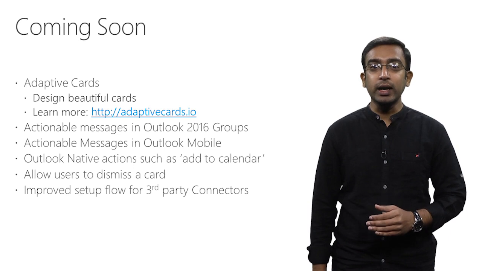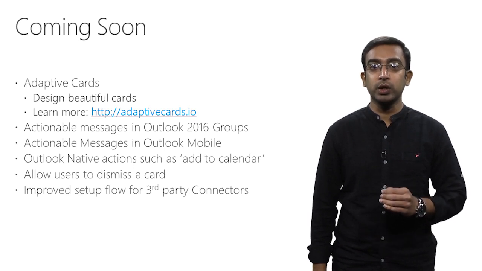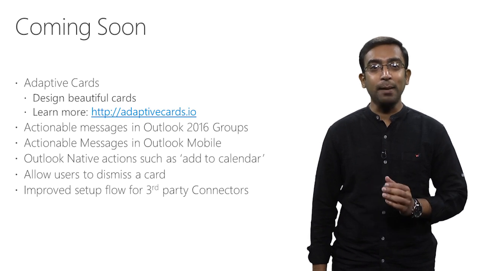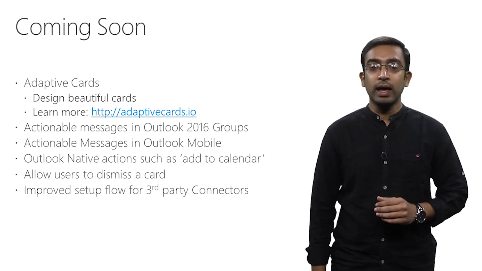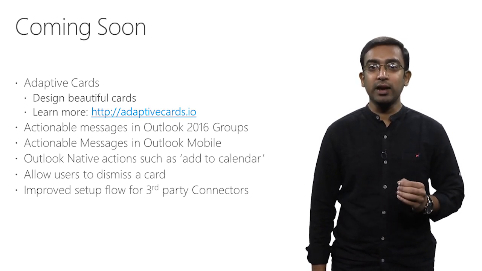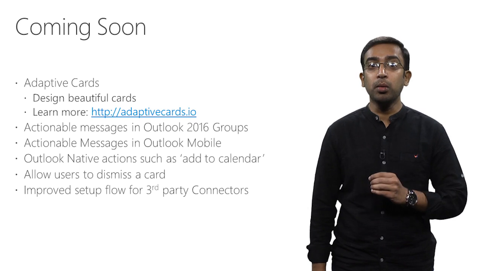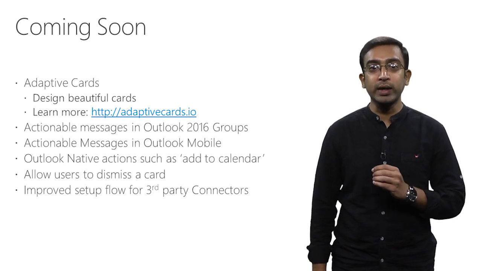It allows you to create beautiful cards that are pixel perfect to your designer's requirements. You can learn more about it at adaptivecards.io. Actionable messages are currently available in the Outlook Web and Outlook 2016. We are working actively to enable it in Outlook Mobile as well as groups for Outlook 2016.